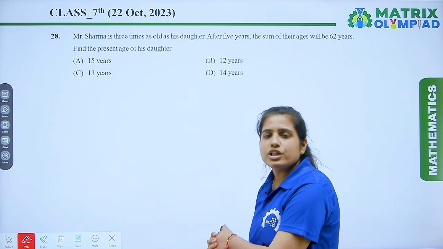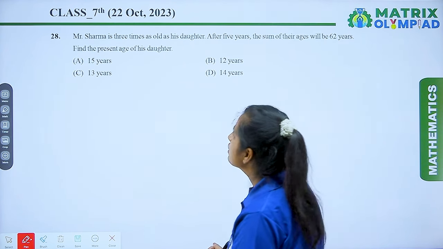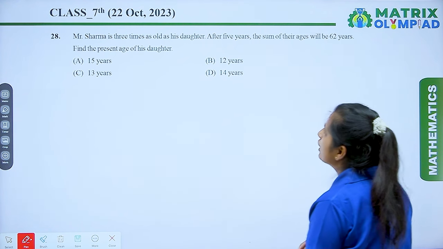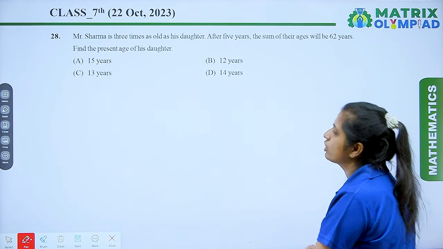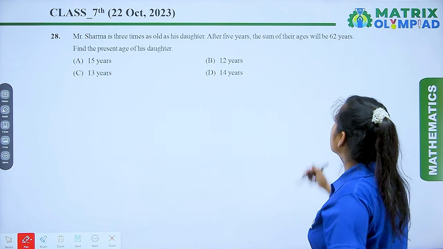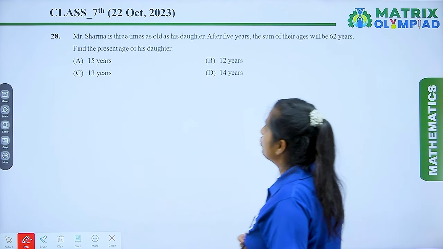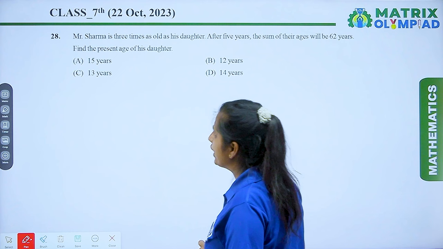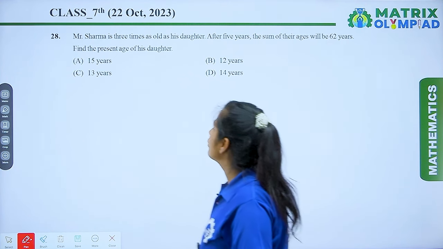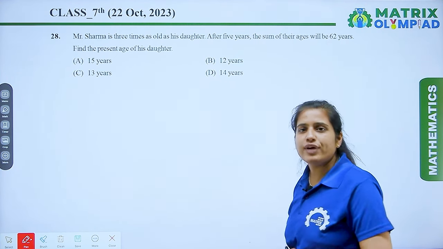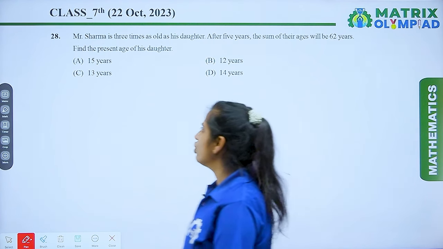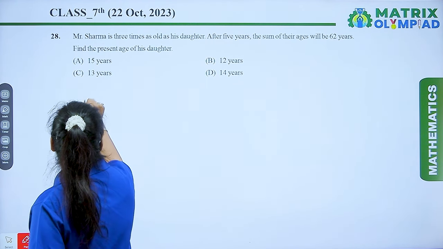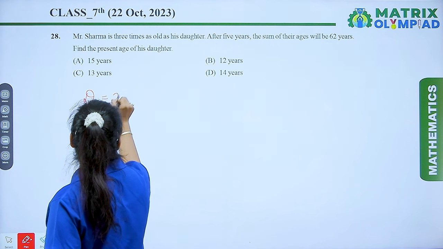Now, the next question is question number 28. Mr. Sharma is 3 times as old as his daughter. After 5 years, the sum of their ages will be 62 years. Find the present age of his daughter. So, we have to find out the present age of the daughter.